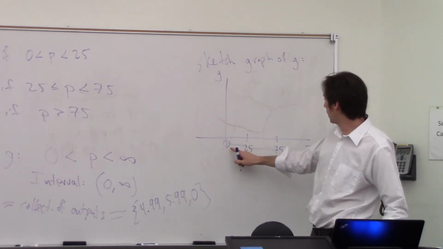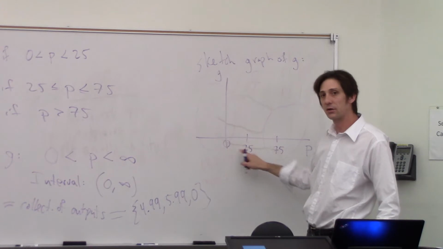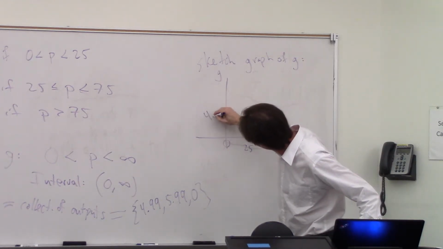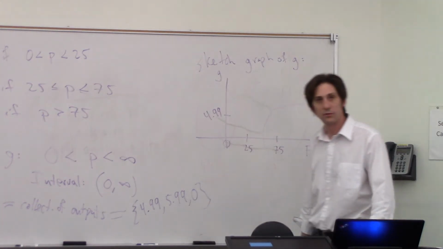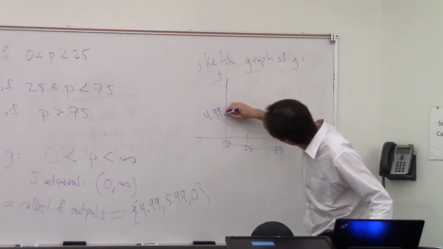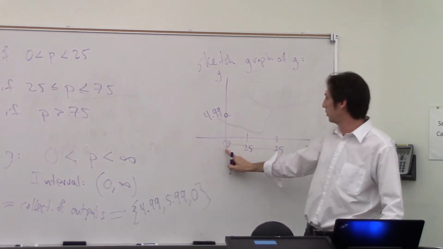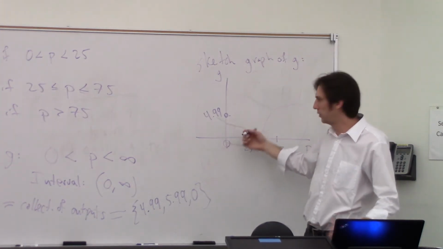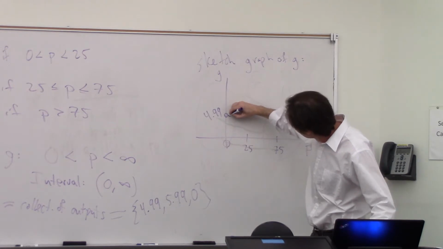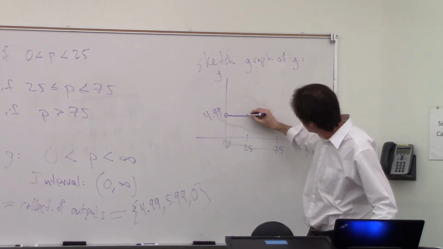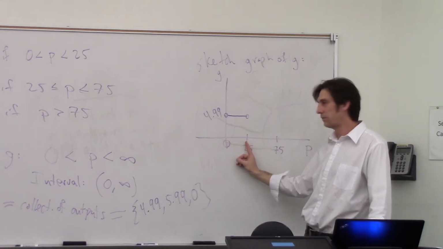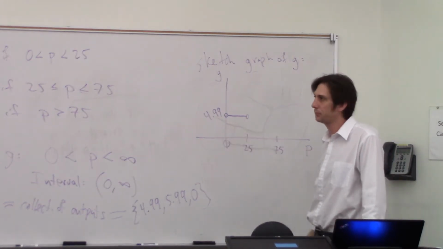So if my p-values are from 0 to 25, not including 0 or 25, my output amount is $4.99. So there's $4.99. I'm going to put an open circle here at 0 because there's no output when p equals 0. P equals 0 is not in the domain of the function. And then I just have a horizontal line here, really, until I get to 25. No matter what my p-value is between 0 and 25, my output is $4.99.